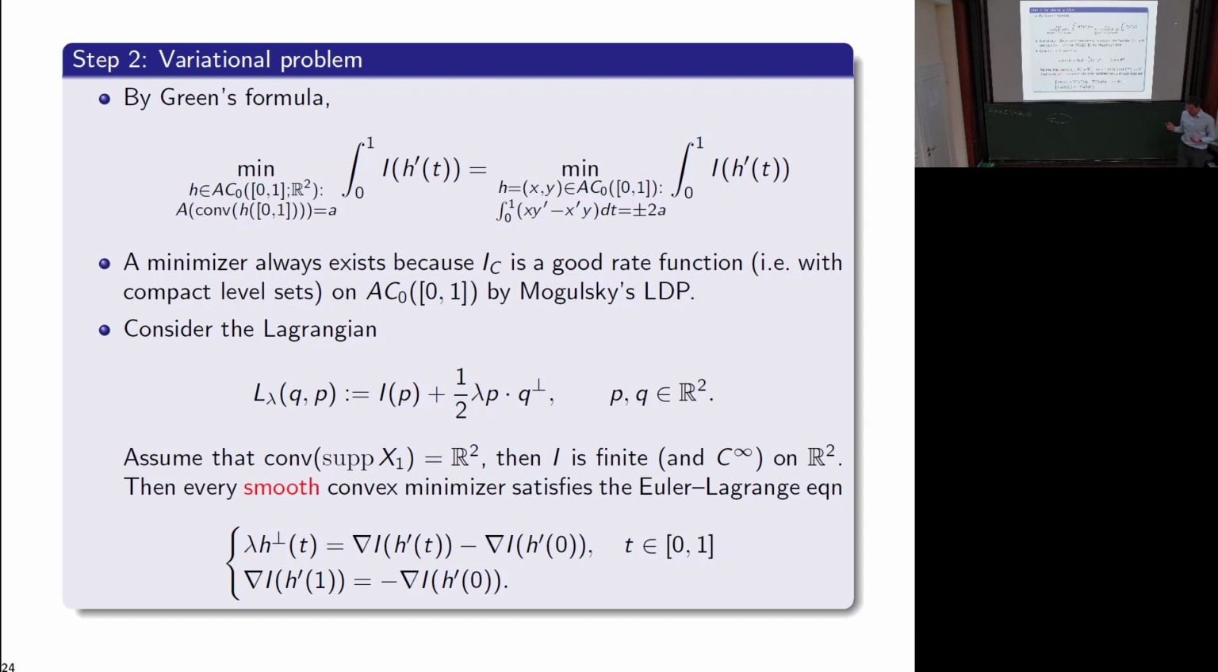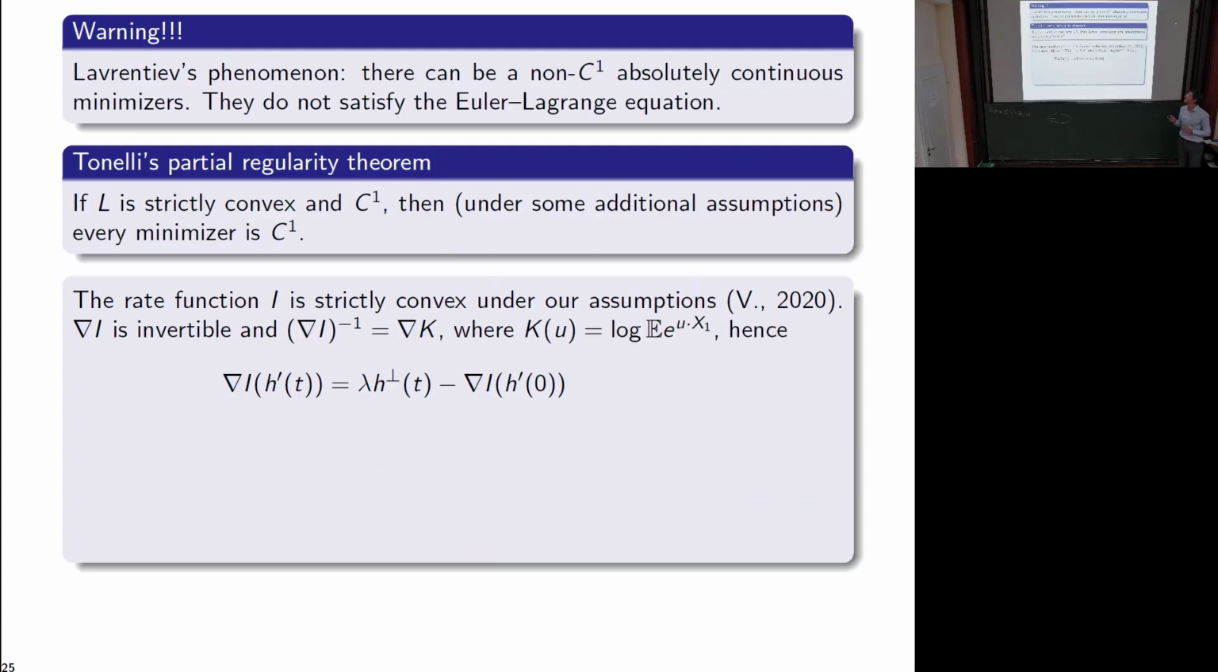But the main difficulty is that we can do this only when we know a priori that the minimizers are smooth. And the message is that this is not always true. There is something called the Lavrentiev phenomenon, which says that there can be non-absolutely continuous minimizers which don't satisfy the Euler-Lagrange equation, and we cannot find them naively by solving the Euler-Lagrange equation.